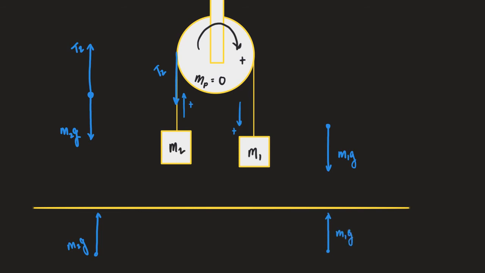Now, when I drew M1, I wasn't spending a lot of time being careful. If we think the system's going to accelerate so that the pulley goes clockwise, that probably suggests that I should draw M1G longer than M2G.